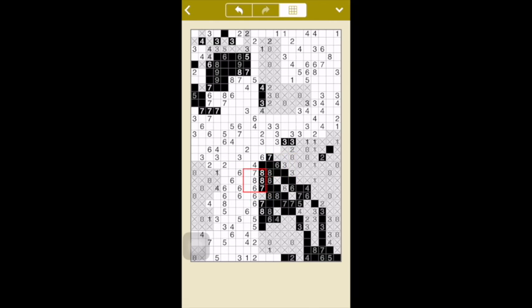And also 8, 3, 6, 7 and the 4, right? Difference of 3. So I need to have 3 black spaces down here and 3 gray spaces on the top. I found the 7. Okay, we'll come back to that.